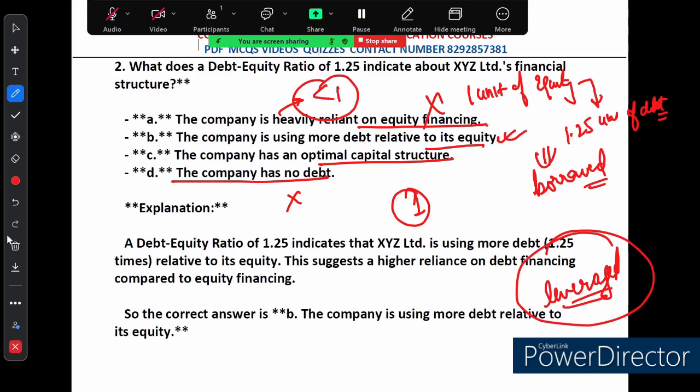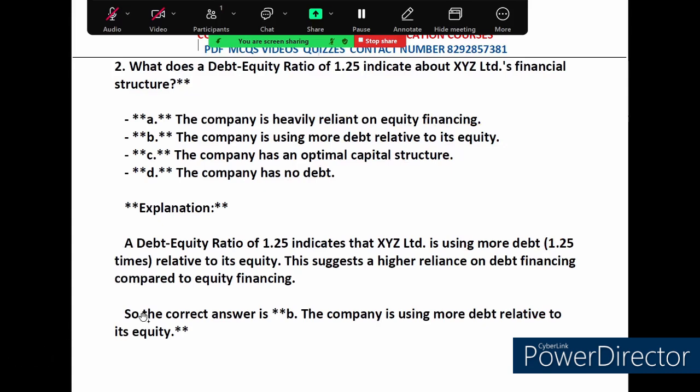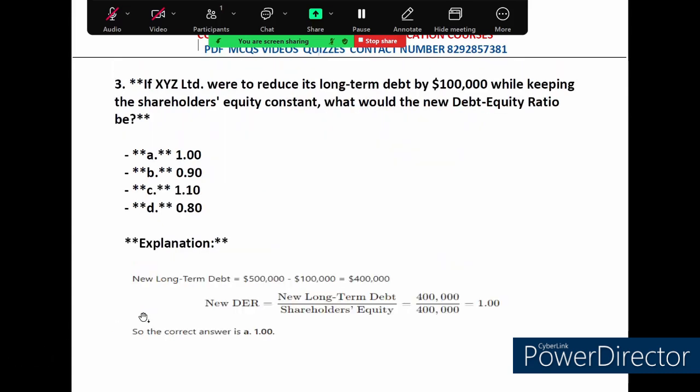So hopefully this concept is clear now. चलिए आगे बढ़ते हैं हम लोग. क्वेश्चन नंबर 3 पे आते हैं. देखिए ये एक सीरीज था, एक केस स्टडी था डेप्ट इक्विटी रेशियो पे. इस प्रकार के सवाल आए थे.